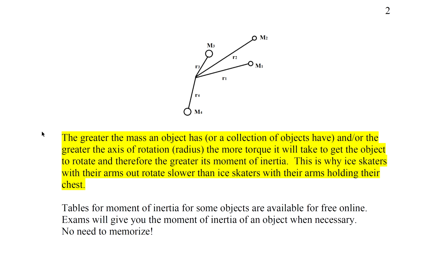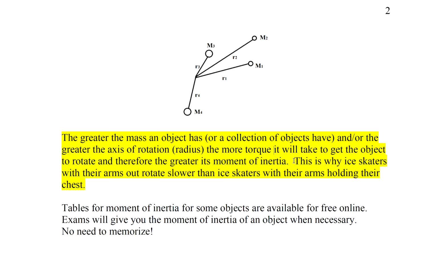Okay. So look at these four objects, m1, m2, m3, m4. They're all rotating around this fixed point where the lines converge. So the greater the mass an object has, and or the greater the axis of rotation, the more torque it will take to get the object to rotate, and therefore the greater its moment of inertia. Torque is like force. Force for linear motion is torque for angular motion or circular motion.